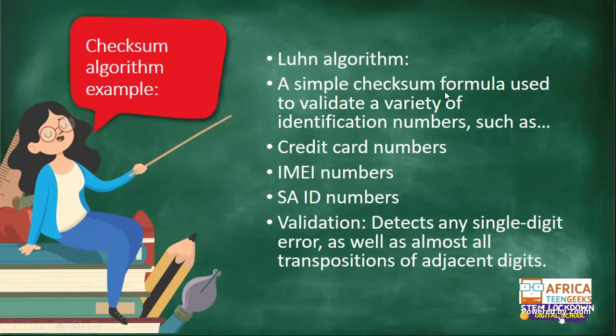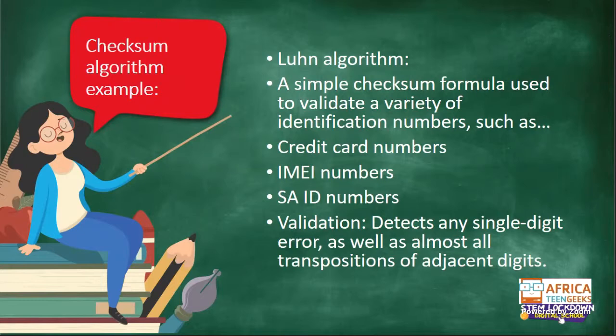It's a simple checksum formula used to validate a variety of identity numbers, such as credit card numbers, IMEI numbers, which are the numbers that each cell phone has that uniquely identify them, as well as SA ID numbers. And that's the example that we're going to look at in an activity. And what does it do? It detects any single digit error, where I've typed a 2 instead of a 5, as well as almost all transpositions of adjacent digits, so digits that are next to each other that I've accidentally swapped.